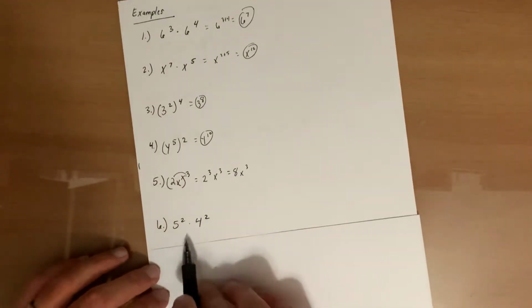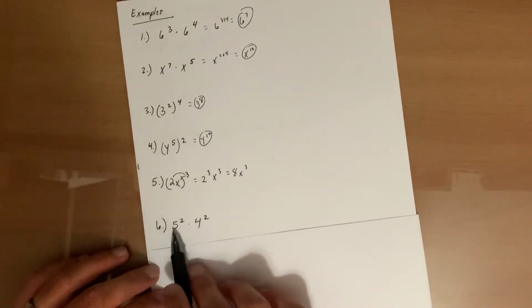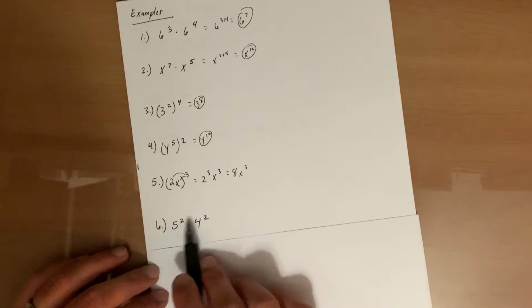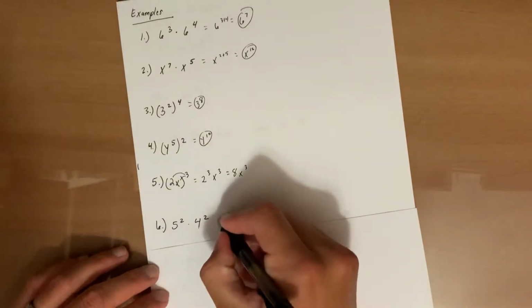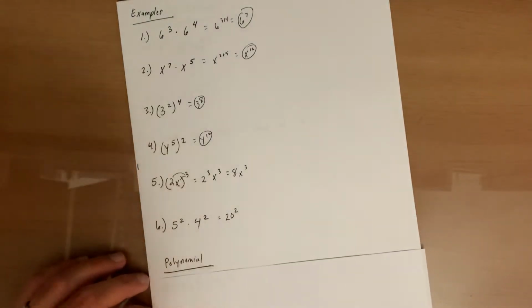2 cubed is 8. So 8x cubed. Okay, down here I have 2 different base numbers. Okay, so this would be also power of a product. So I'm going to multiply these bases. I'm going to keep the exponent. Okay, so 5 times 4 is 20. So this is going to be 20 squared. Or I could say that's 400.